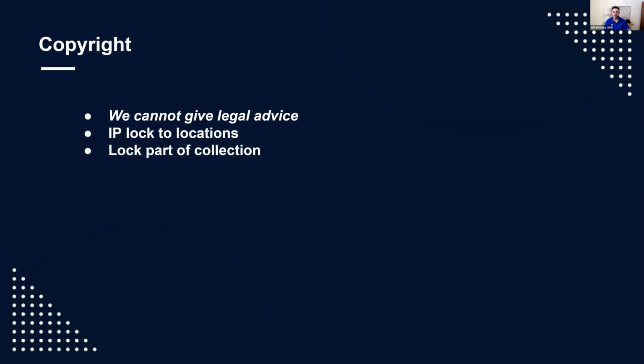Let's say it's 400 rolls. Inside the library, you see all 400. Outside the library, maybe you see 200. So you're able to lock just part of a collection. Basically, we create multiple data sets for you so you can make that separation. And that's what I just mentioned about being internal.